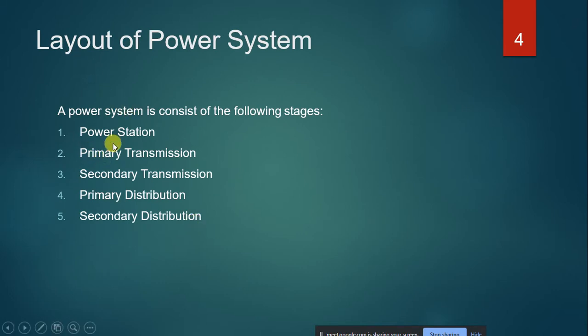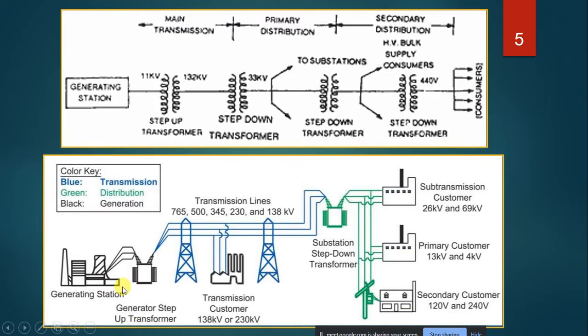So we have power station, primary transmission, secondary transmission, primary distribution and secondary distribution. These are all the stages through which the power system will transfer the energy. Let us talk about the bottom diagram first. The black ones are basically for generation, green ones are distribution, blue ones are transmission. Just make a note.